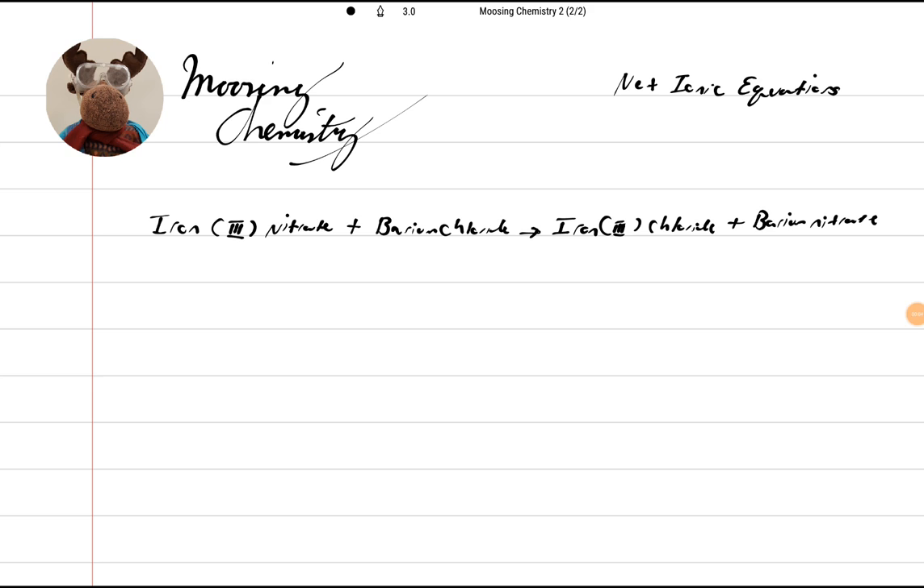This is another problem with net ionic equations. What we have in front of us is a word equation: iron 3 nitrate plus barium chloride yields iron 3 chloride plus barium nitrate. The first thing we need to do is write our skeletal equation. So we're going to do that.